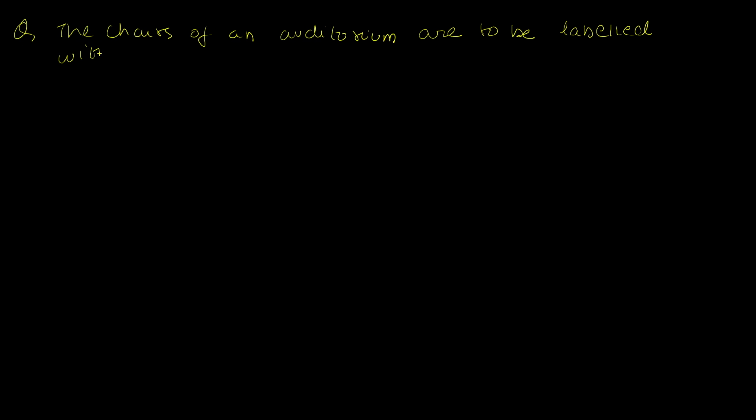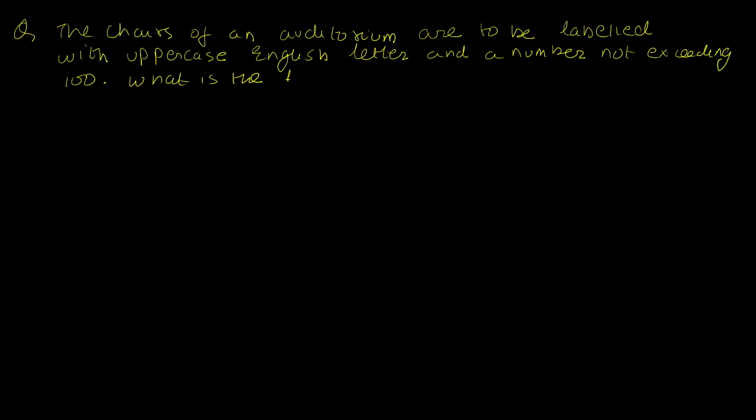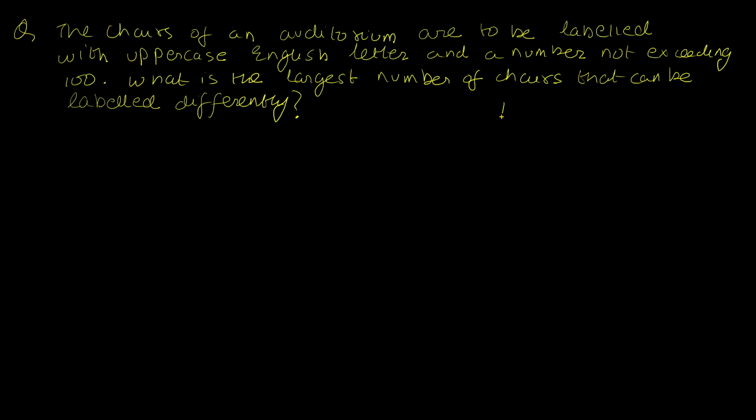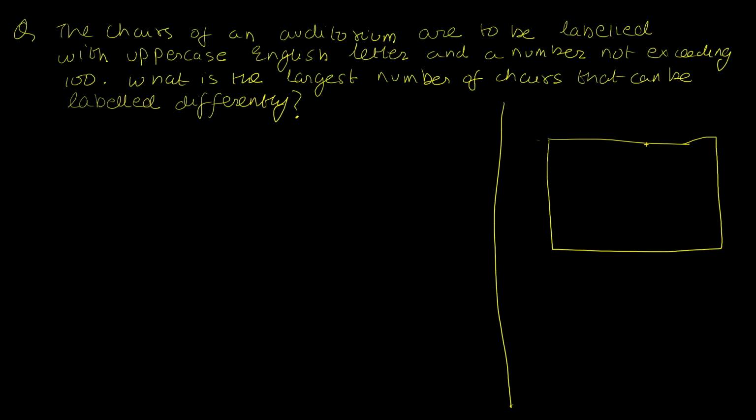Okay, we'll put this question on. The chairs of an auditorium are to be labeled with an uppercase English letter followed by a positive integer not exceeding 100. What is the largest number of chairs that can be labeled differently? Alright, so let us dive into this question. This question suggests that each chair uses a label. And according to the question, the label contains a single letter, let's say like B, and a number that does not exceed 100. So let's say 97 or any number from 1 to 100. And we are asking what is the total number of chairs that can be labeled distinctly in this way.